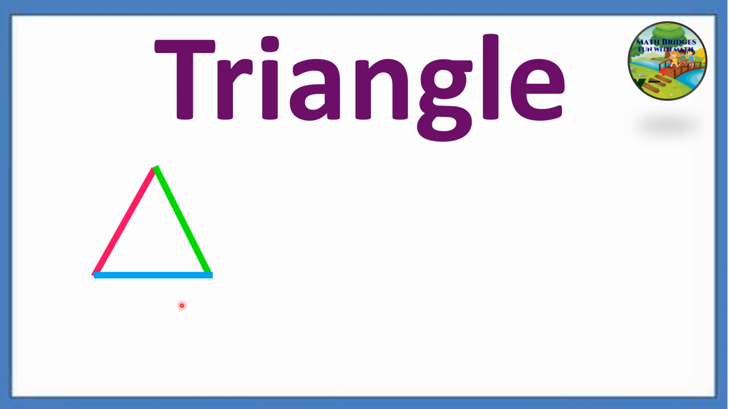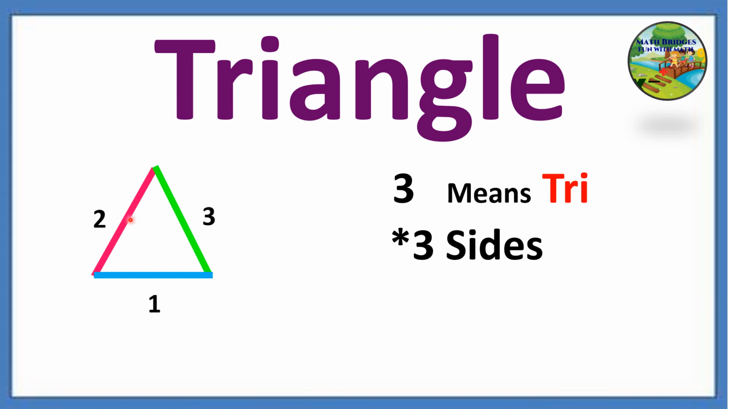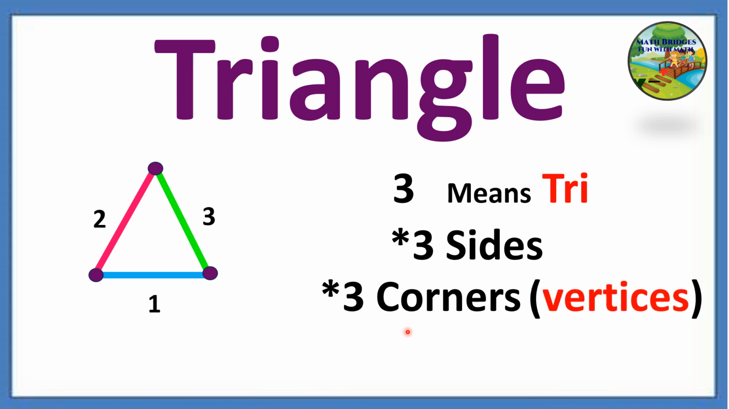Now let's see about triangle. You can see here the pink color line, green line and this blue line, the straight lines. All these lines together form a triangle. Tri means 3. How many sides does it have? 1, 2, 3. So triangle has 3 sides. Now coming to the corners, you can see here first corner, second corner, third corner. Where these lines are meeting together, it's known as corner. So triangle has 3 sides and 3 corners. Corners are also called vertices.